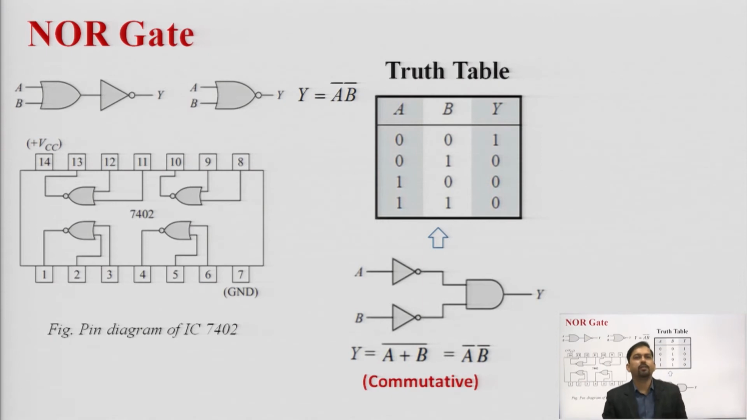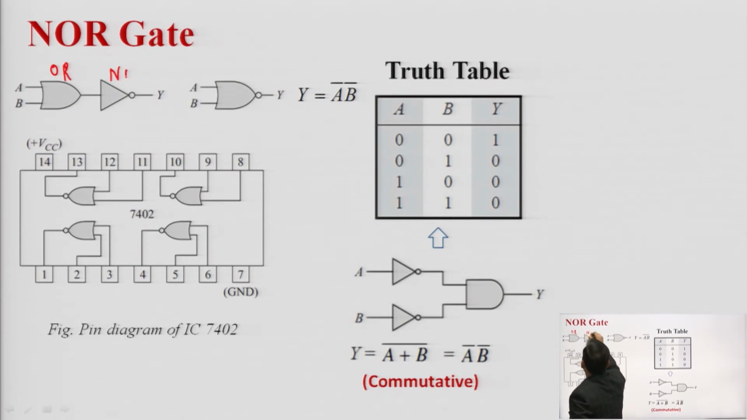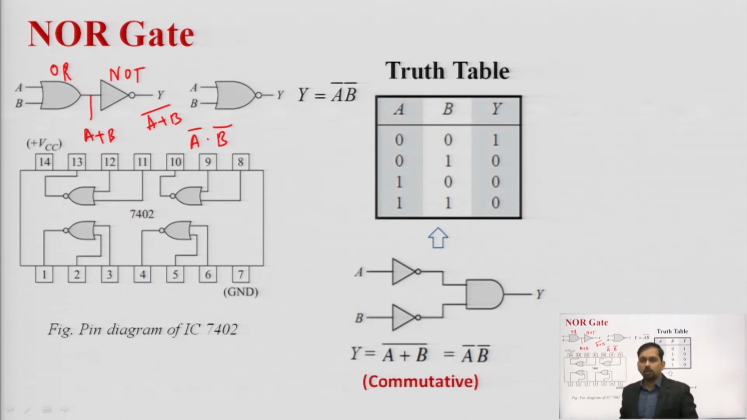After this we have the second universal gate, which is a NOR gate. The NOR gate is what you call an OR gate followed by a NOT gate. At this particular moment we have A plus B, and here we have A plus B bar, which is the same as A bar dot B bar. We will see this with the help of De Morgan's law in Boolean algebra. So the output is y equals A bar dot B bar.